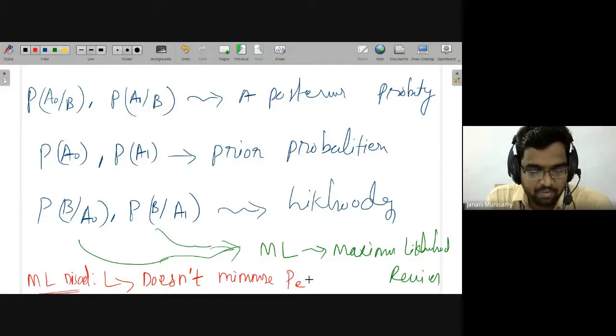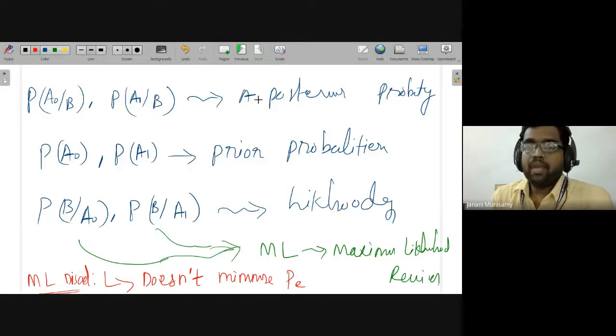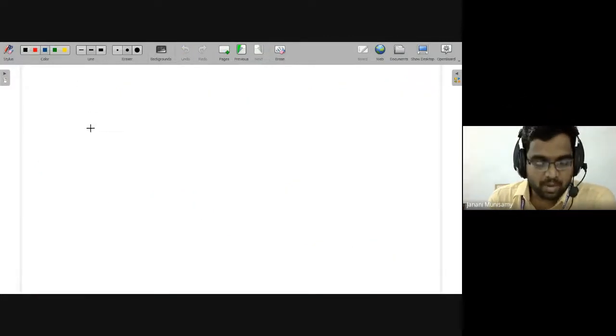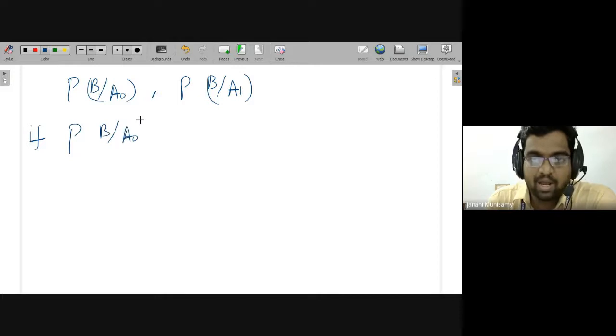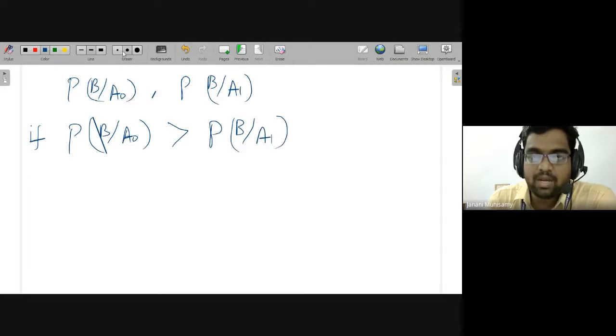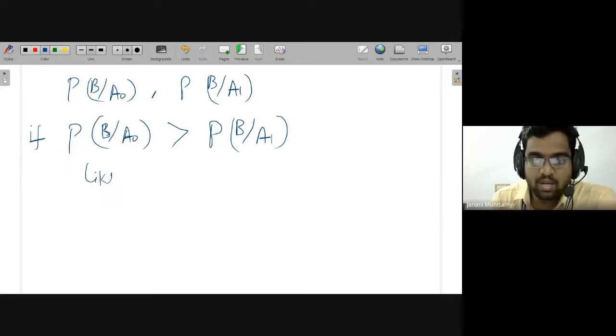In case of a posteriori probability, how will we be taking the decision? Suppose we know the probability of B given A0 and the probability of B given A1. If probability of B given A0 is greater than probability of B given A1, then I will make the decision in favor of symbol 0.